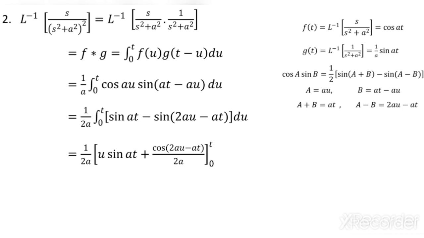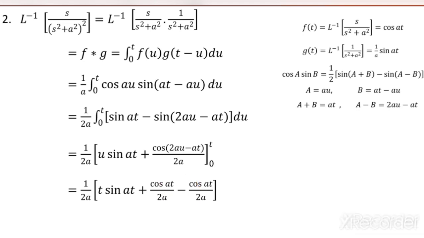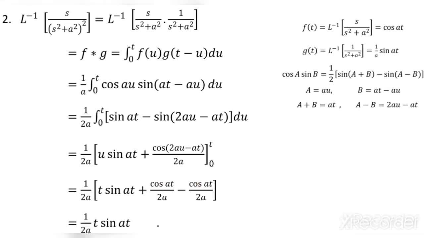Apply the limit carefully. For u you have to take the limit. So the first term is t minus 0 times sin at, that is t sin at. Second term as usual, apply the upper limit: 2at minus at means at, cos at by 2a, minus, when u is 0, cos of minus at, but cos of minus theta is cos theta, that's why it is cos at only. So I have cos at by 2a minus cos at by 2a, that means these two terms get cancelled. So I can write the final answer as 1 over 2a into t sin at.